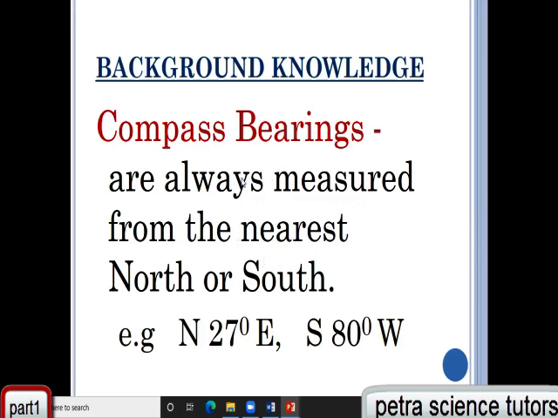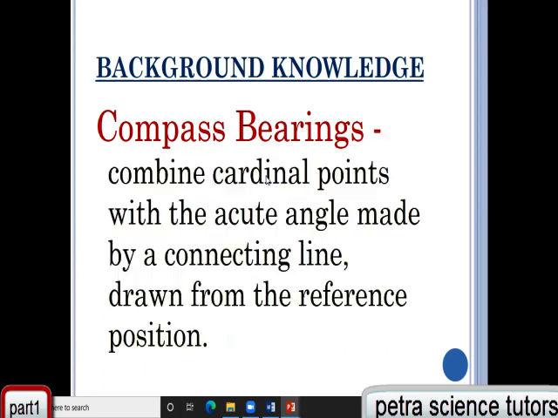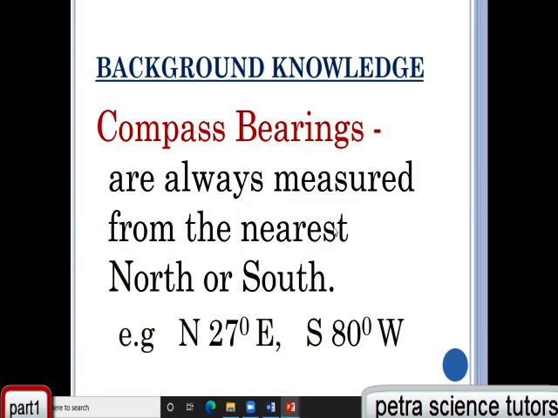So we combine those two definitions. It's simply that compass bearings are acute angles measured from the nearest north or south. For example, you can have north 27 degrees east or south 80 degrees west. So these are compass bearing representations. See, that's an acute angle there. An acute angle is an angle that is less than 90 degrees. And you have south 80 degrees west.